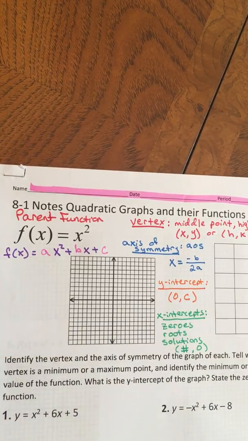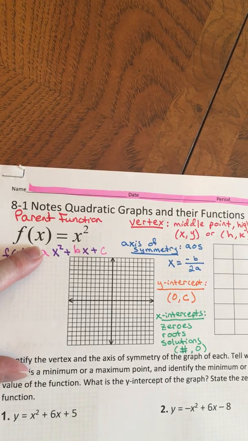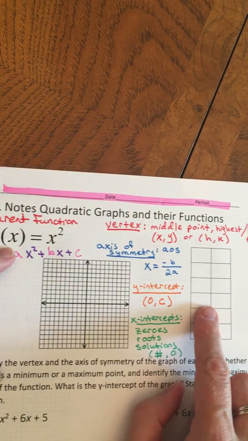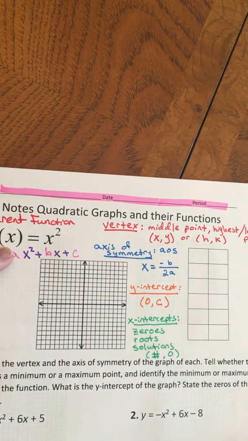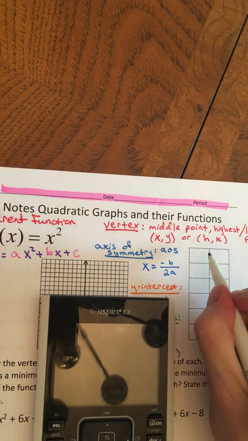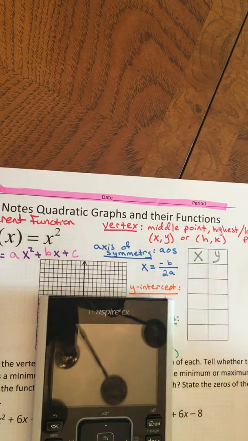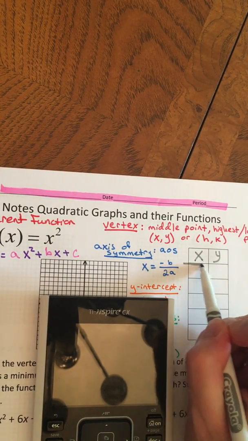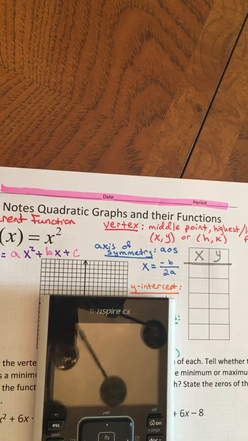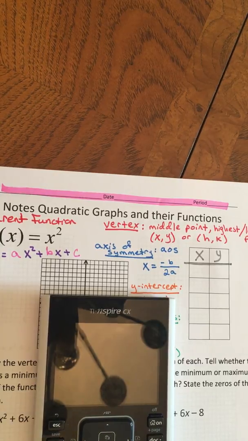All right, so using our given function, the parent function, let's go into our graphing calculator and get a table so that we can accurately plot these points. We remember that each table always has X on the left column and Y on the right column. And we want to build a symmetry around our points.